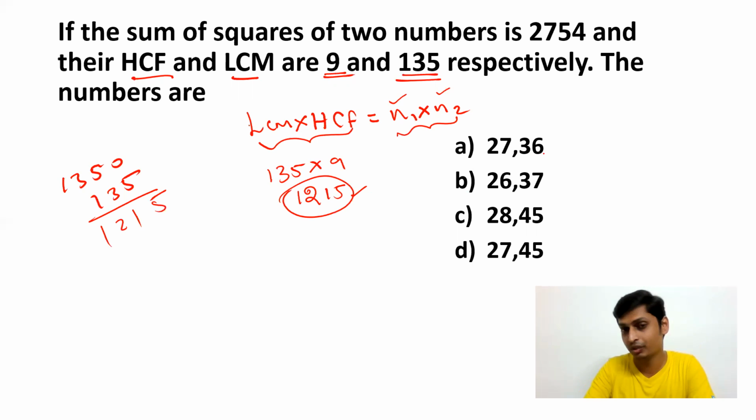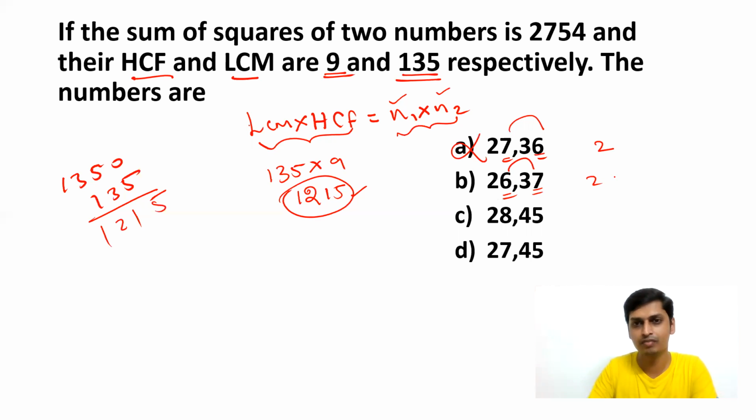And you have the options. You can go from the options. It is very easy. So 27 into 36, will you get 1215? Actually, you don't want to multiply. Just look at the last digit. 7 into 6 gives last digit 2, so definitely option A is ruled out. Now it is 26 into 7. 6 into 7 is 42, so the last digit will be 2. So definitely you won't get 1215.